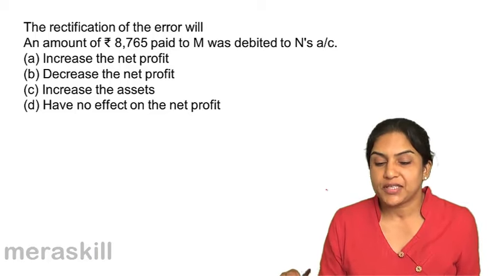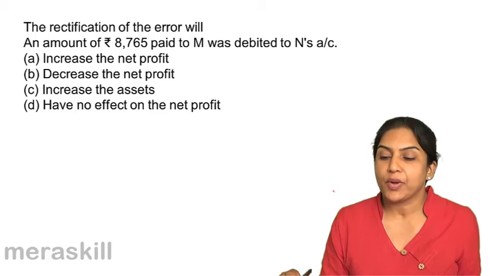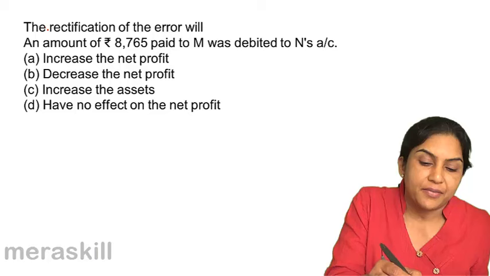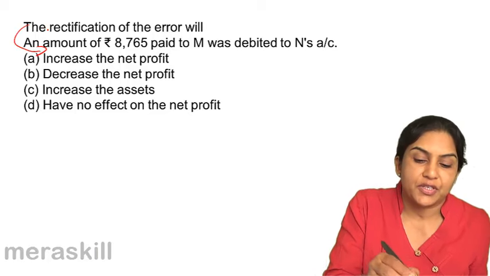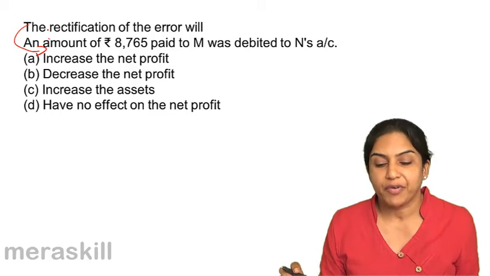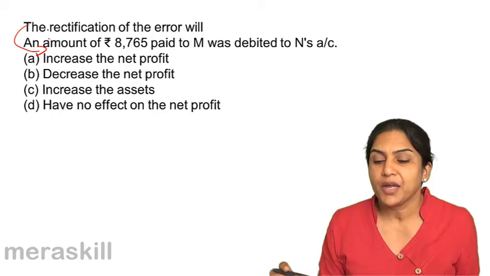So an amount of 8765 paid to M is debited to N's account. The rectification of this error, will it increase net profit? Will it decrease net profit? Will it increase the assets? Will it have no effect on the profit? What is the entry when we did this?